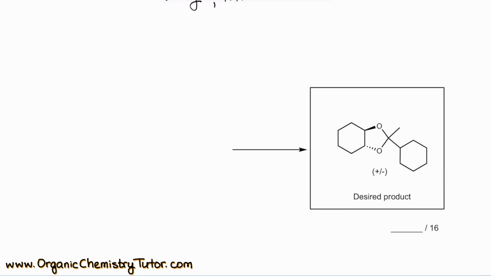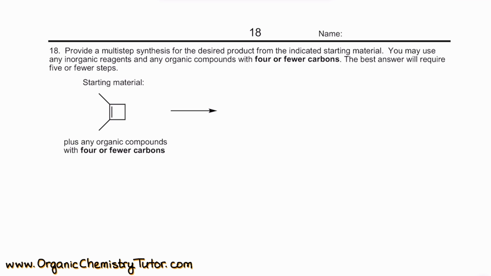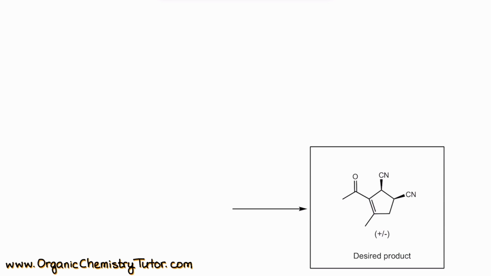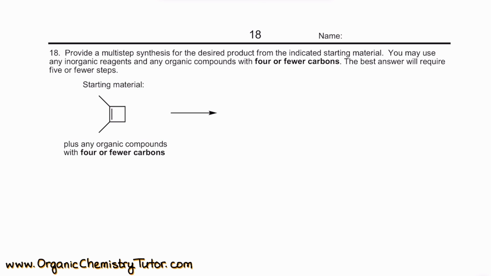Alright, cool. Let's move on to the last page of this exam. And for the last page, we are starting with the cyclobutene. Okay. And we can use 4 or fewer carbons for our other compounds, and we are making that. Huh. Okay, that's interesting. Well, let's draw it here.